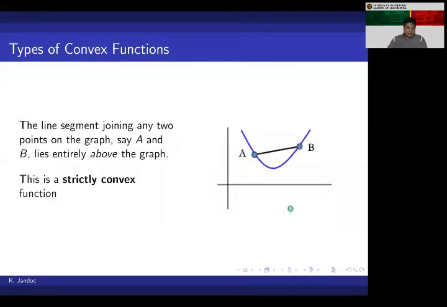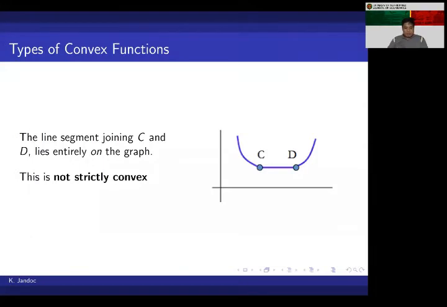So analogously, if you have a function and the graph looks like this one, where any 2 points lie above the graph, so you won't find any points that are on the graph, all 2 points are above the graph, then this is a strictly convex function. Here there are no flat parts, so all line segments joining 2 points are above the graph. So this is a strictly convex function.